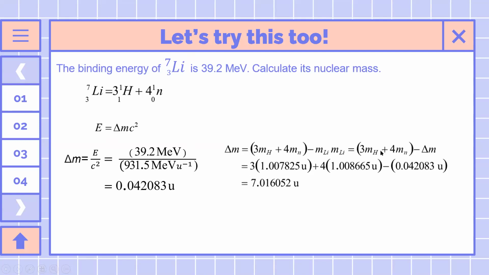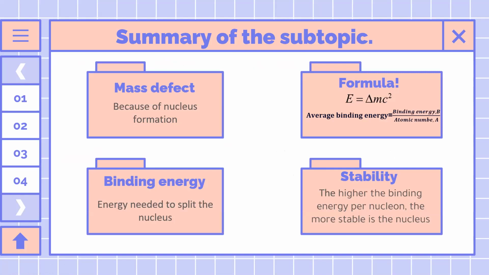As you can see, after that, you calculate by using the equation. Make sure that you don't forget to multiply 3 and 4 in this question because it's very important, and then you will get the mass defect. Don't forget the unit, which is u. So the summary of this subtopic: don't forget mass defect because it is very important to form the nucleus. And mass defect is used for binding energy, because it is the energy needed to split the nucleus, and the formula, which is E equals delta mc power of 2, and average binding energy.